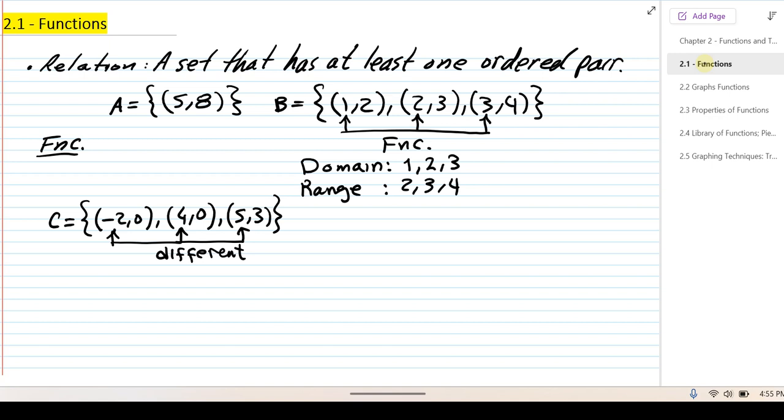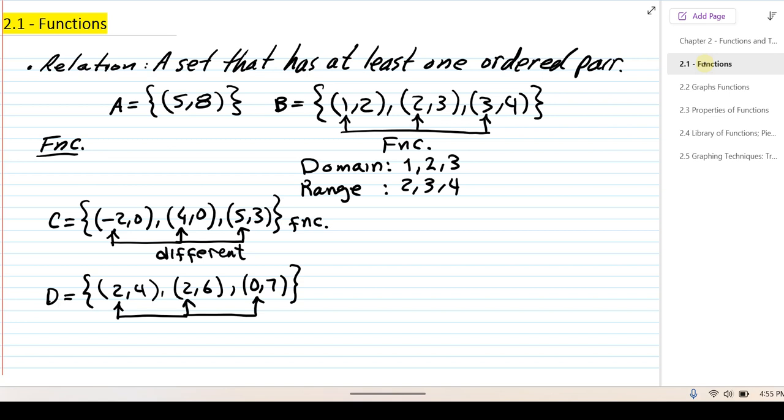Now, something that is not a function, set D for instance. So this one, again, is a function. And I use FNC dot or period, short for function. Now, here's another set. Let's say this set is 2, 4. And let's go 2, 6. And 0, 7. Now this is a relation. Everything you write down is a relation. So in this relation, note that these two numbers, the first numbers, are the same, correct? Therefore, this is not a function. Not a function. The first numbers must be different.